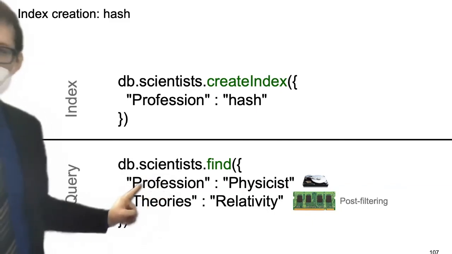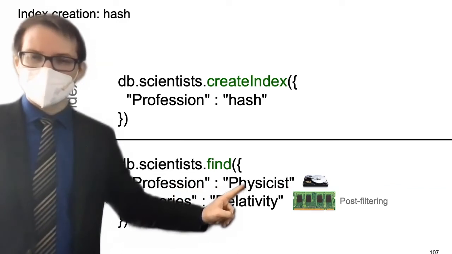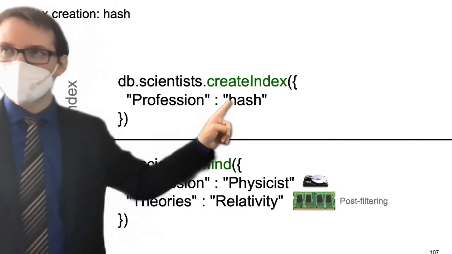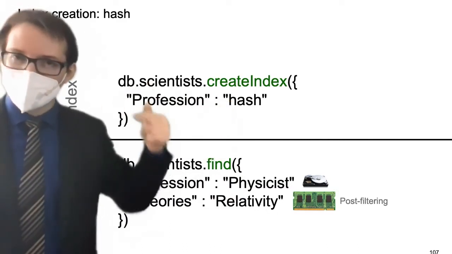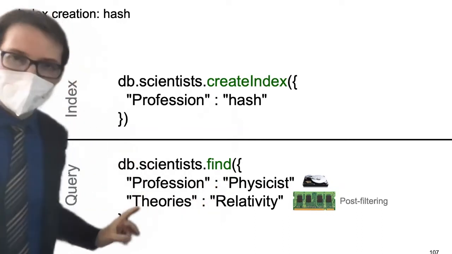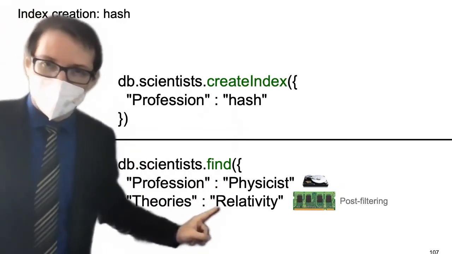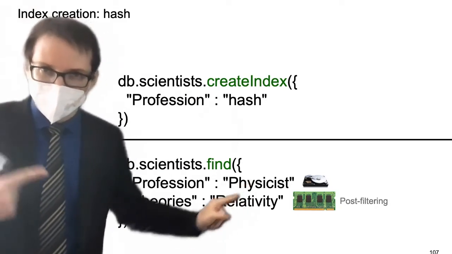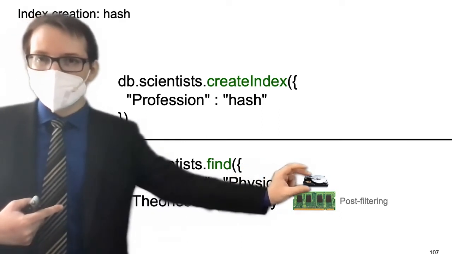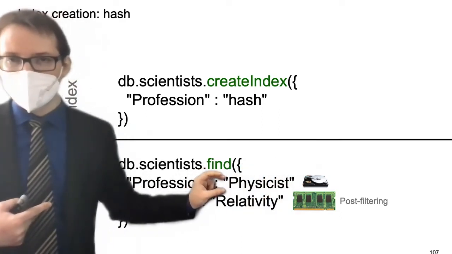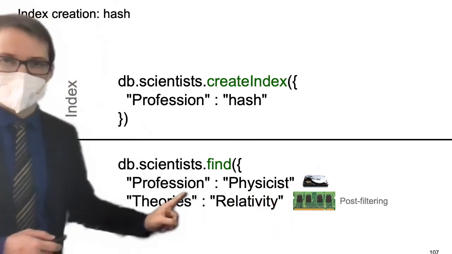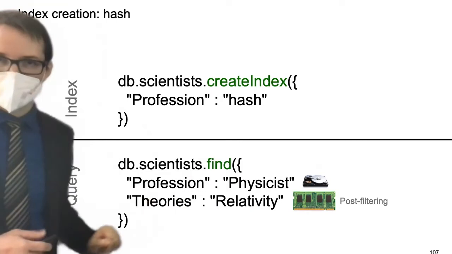How? It notices that here you're asking for profession physicist in addition to the other criterion. So it's already going to be able to use that index to only read from disk the profession physicist, all of them. And then in memory, it's going to filter more. And then in those that it read from disk, look for relativity. So this is why I have these two icons here. Here, it's efficiently read from disk only the physicist. And here it's filtered in memory after reading from disk, because that's not part of the index theories.